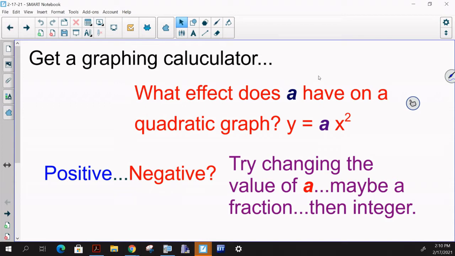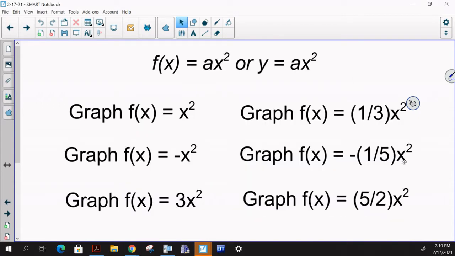So what I'd like for you to do is plug some values into your calculator. We'll start out with the parent function here, f of x equals x squared. Just put that in first and then try some of these others. You can graph them on top of each other. You can do one, stop it. But spend just a few minutes, if you're watching the video, just stop the video and spend a few minutes exploring.